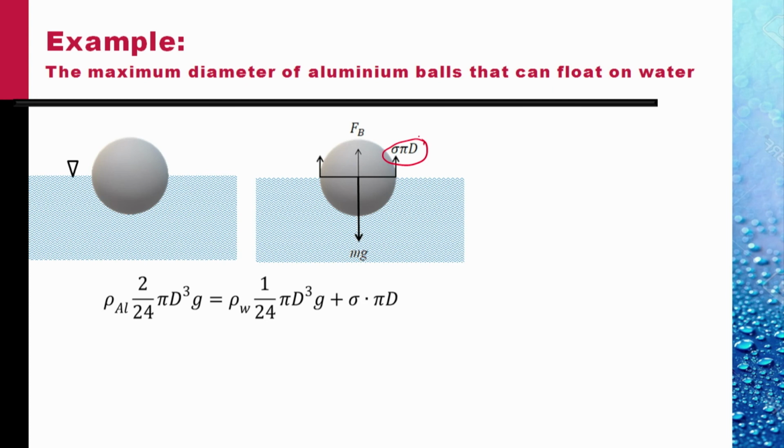Unlike in the case of the bubble, there is only one interface here, so the length we have taken is pi d. And plugging in the values for various quantities, we get d is equal to 6.4 times 10 to the minus 3 meters, or 6.4 millimeters. Not a very small diameter. So aluminum spheres of diameter 6.5 millimeters can float on water if they are carefully launched.